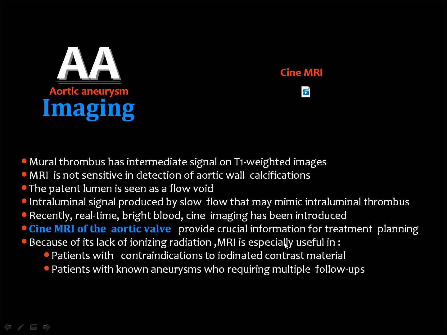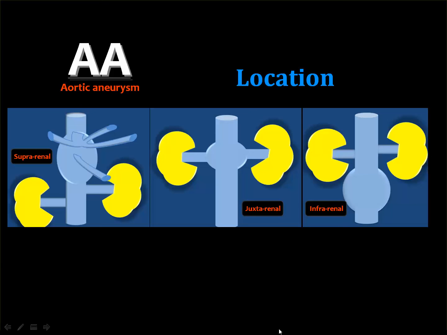MRI is very important for evaluation of the aortic valve because of the availability of many MRI techniques. And MRI is especially useful in patients with contraindication to iodinated contrast material, because iodinated contrast material is essential for CT imaging. And also MRI is helpful in patients with known aneurysm who require multiple follow-up studies. Then the items to be fulfilled in the report.